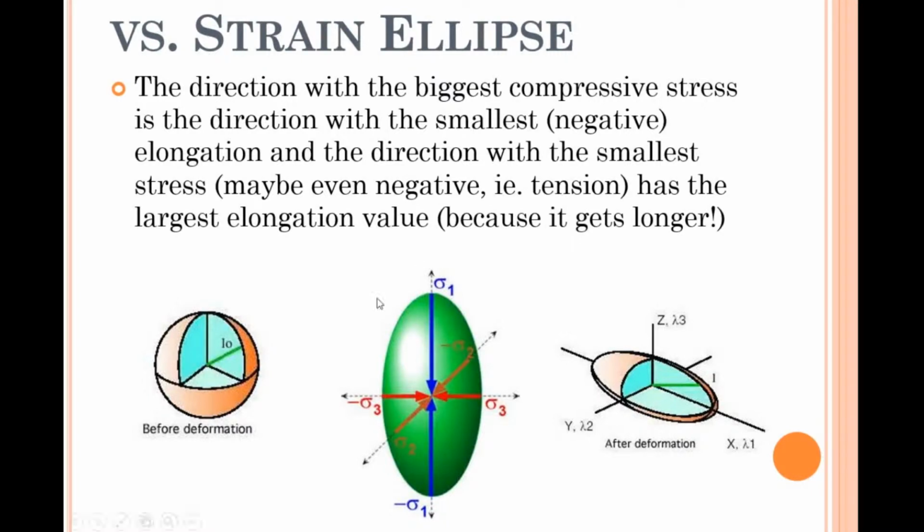I'm quite sure that the stress ellipse will be on your final exam. I don't know if a strain ellipse will be, but you can always tell them apart because stress is with sigmas and strain is either showing the lambda or showing E. Yep, the little E epsilon for elongation.